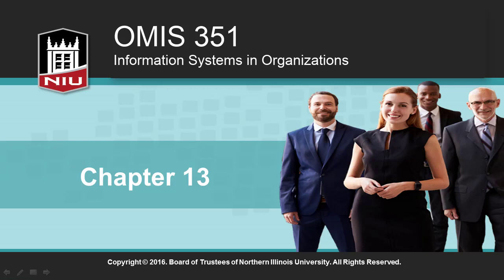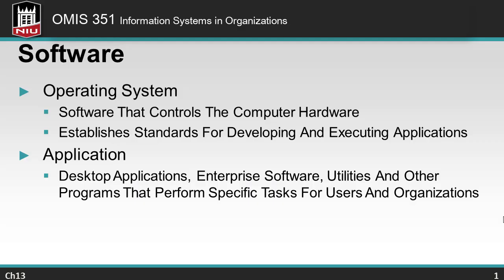Chapter 13, Software. Computer software falls into two major categories. Operating system software controls the computer hardware and provides the interface between the system and the user. Applications must be developed to work within the operating system framework. The second category of software covers applications including desktop applications like Word, Excel, and PowerPoint, enterprise software like SAP and Oracle, utilities, and other programs that perform specific tasks for users and organizations.